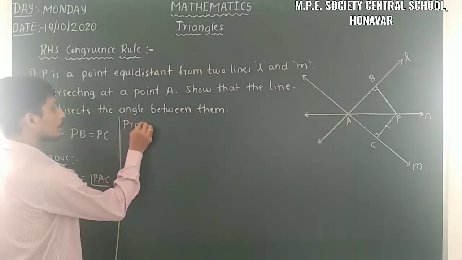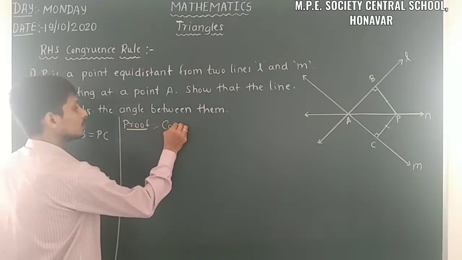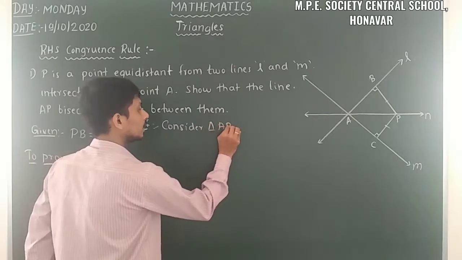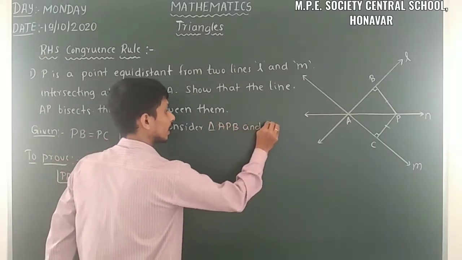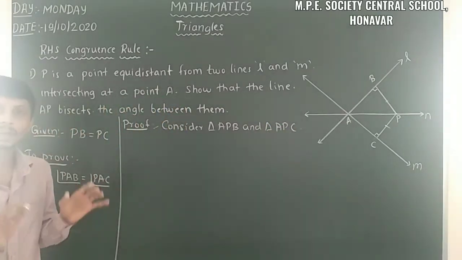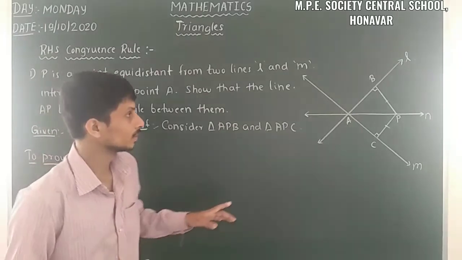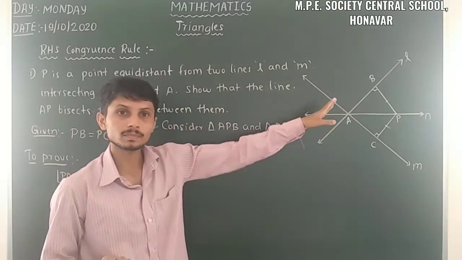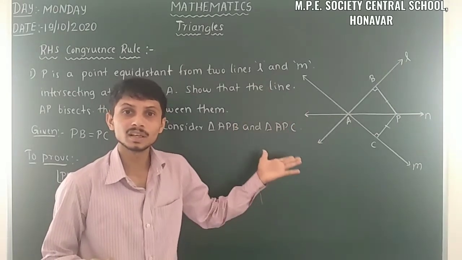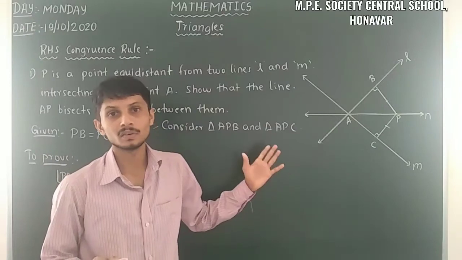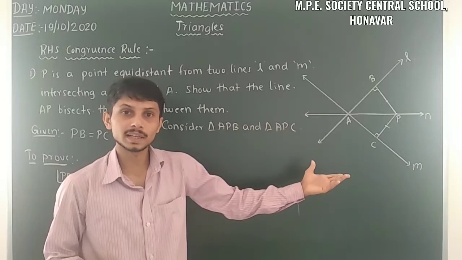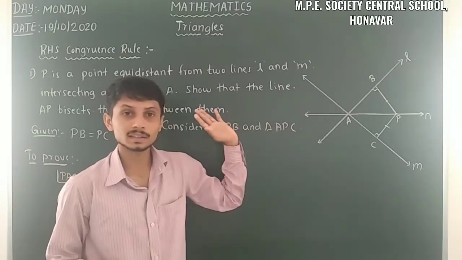Proof: consider triangle APB and triangle APC. Then we have to know what equalities are there. Just observe here, those two are right angled triangles. So we can use RHS congruency when we have the hypotenuse also equal and any one side also equal. So let us take the RHS congruency.